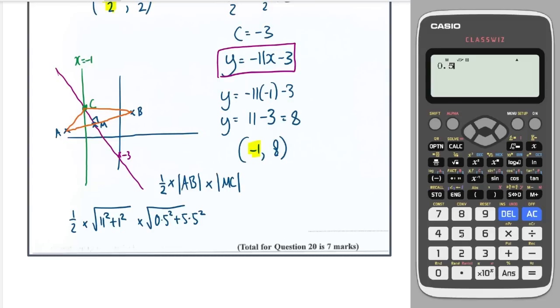So I'll go to my calculator. 0.5 is a half multiplied by the square root of 11 squared plus 1 squared multiplied by the square root of 0.5 squared plus 5.5 squared. Oh, lovely, I get an exact answer of 30.5. Splendid.